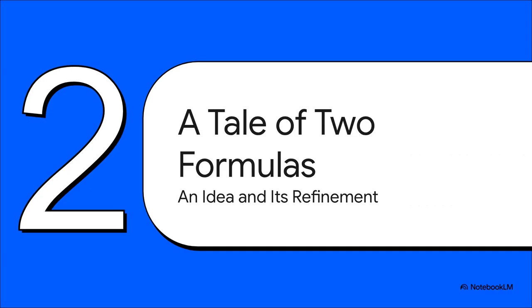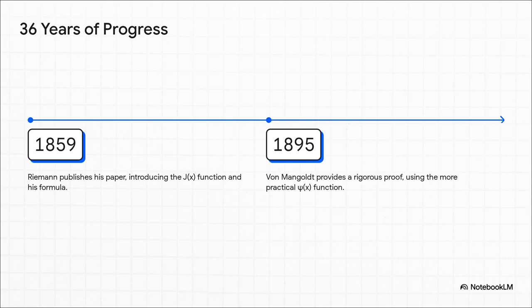But here's the thing. These two functions didn't just appear at the same time. They actually represent this decades-long evolution of one single, powerful idea. The story really starts to make sense when you look at it on a timeline. So, back in 1859, the legend himself, Bernhard Riemann, publishes this groundbreaking paper. He introduces J of x and a mind-blowing formula that connects primes to the zeros of his zeta function. It was like a master key to understanding primes.